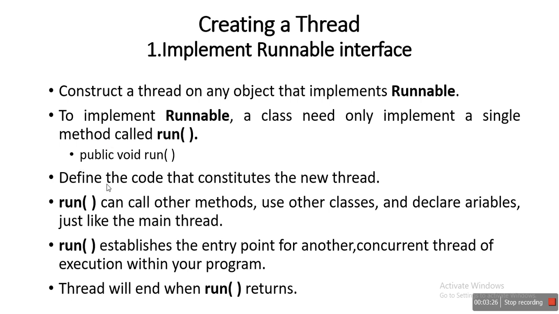Now, define the code that constitutes the new thread. It consists of all the code that constitutes a new thread. Whatever code we write within the run method is called the thread code, meaning what that particular thread should perform. All those codes are written within the run method.